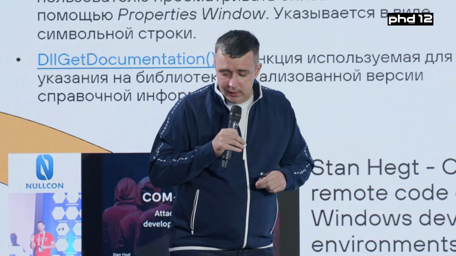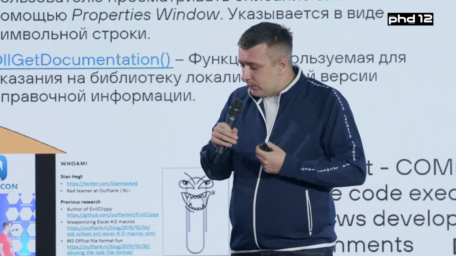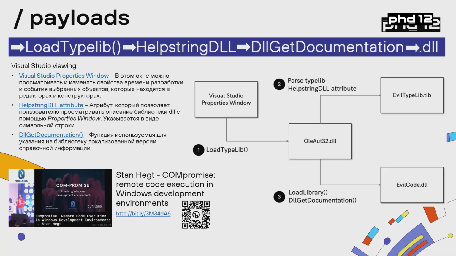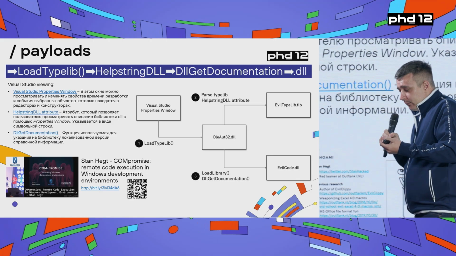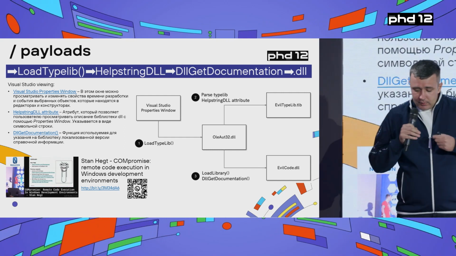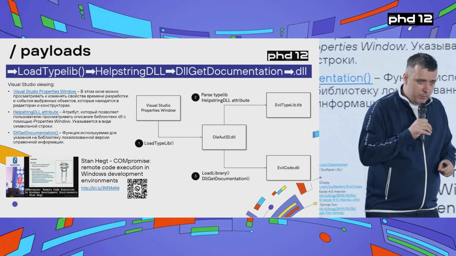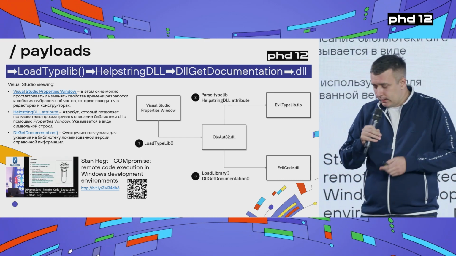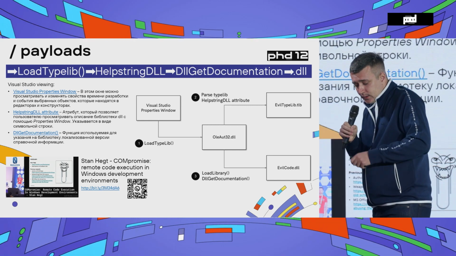In the property window, there will be a pop-up window generated by the helpstring DLL, which obviously gives you some useful tips about the objects. And there is also a function called DLLGetDocumentation, which is used in order to point to a library of a localized version of the help file, so to speak. So imagine you've got your internal reference system in different languages. So with LoadTypeLib, COM will parse the helpfile DLL, and then with DLLGetDocumentation, the localized version of the library will be initiated, and it does contain our malicious code.